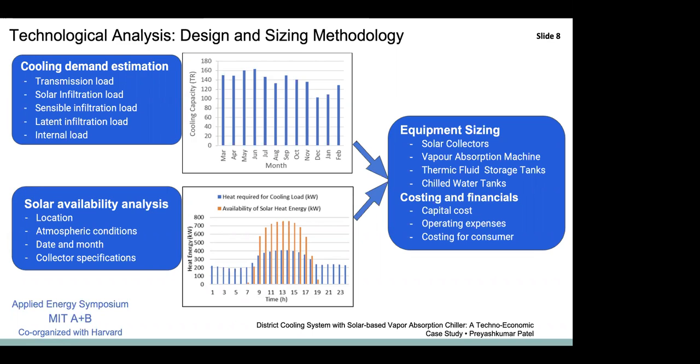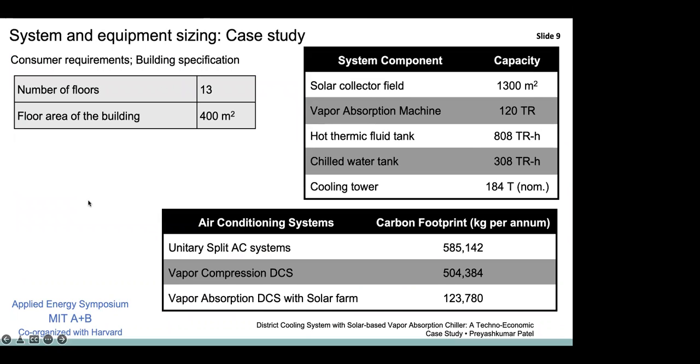Combining all the analysis and study, the equipment like solar collectors, vapor absorption machine, thermic and chilled water storage tanks were sized and their financials were determined. To provide a close to reality simulation, a 13-story building with 400 meters square of floor area was considered. The derived equipment capacities for a particular location can be found in the given table on the right hand side.